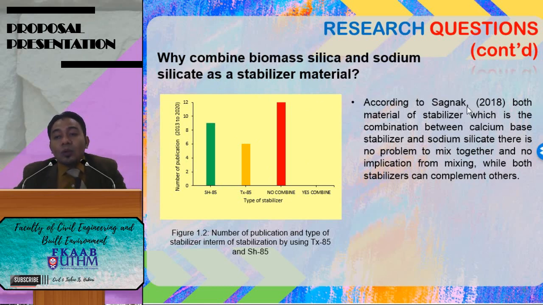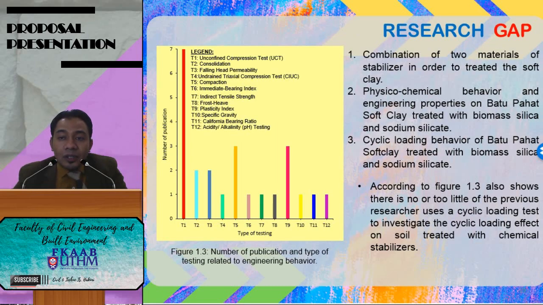According to SECNET 2018, for both stabilizer materials, the combination of a calcium-based stabilizer and sodium silicate, there is no problem mixing them together, and no implication from mixing, because both stabilizers can complement each other. So this is the research gap. First, a combination of two stabilizer materials to treat butterworth soft clay. The combination is clear because the research question was answered by that combination. And second, the physical-chemical behavior and engineering properties of butterworth soft clay treated with biomass silica and sodium silicate. So the gap is in terms of the area and also the type of soil. So this is the chemically treated butterworth soft clay.